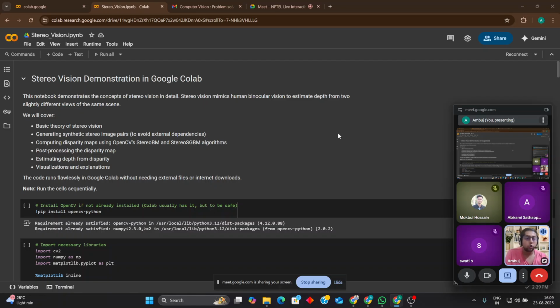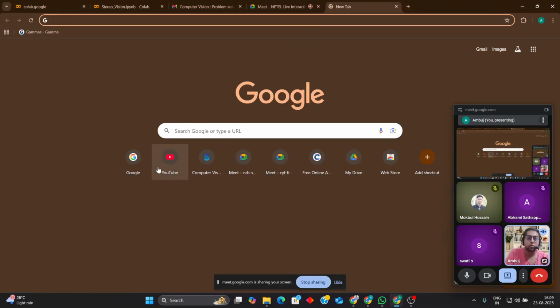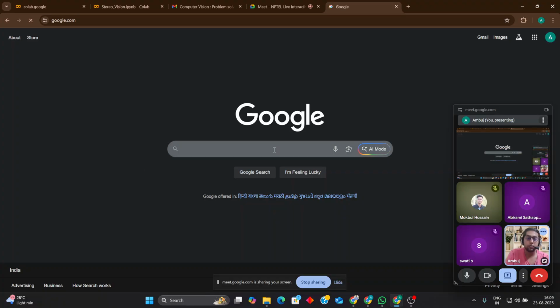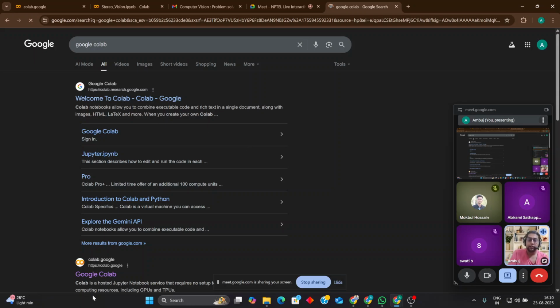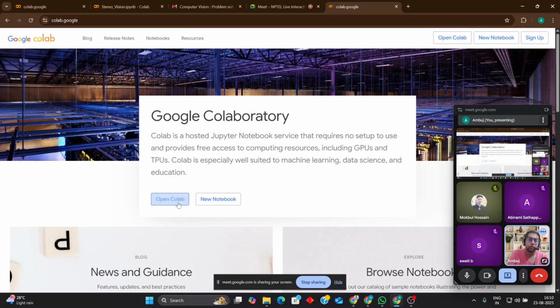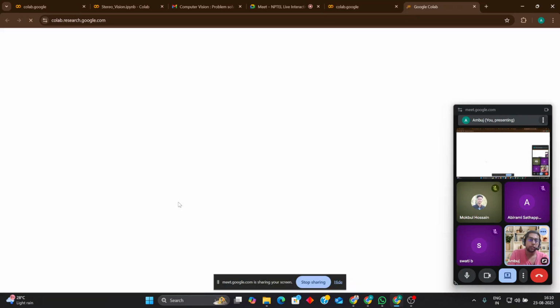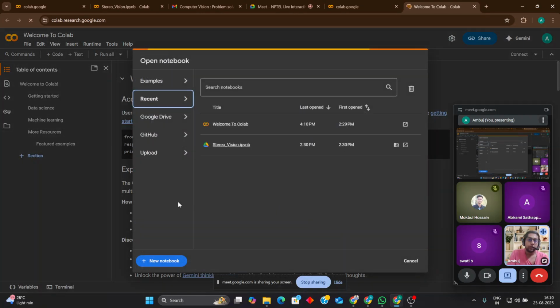How to access this? Very interesting. Just type it down: Google Colab, then go to this particular link, Google Colab notebook, then open Colab. Then in your open Colab you just have to perform this operation: new notebook.